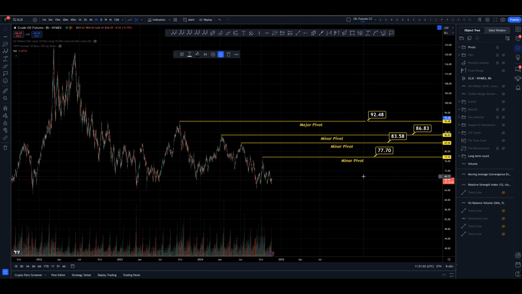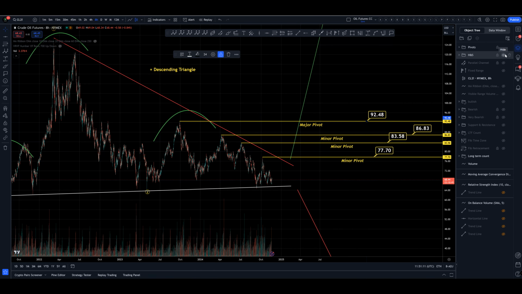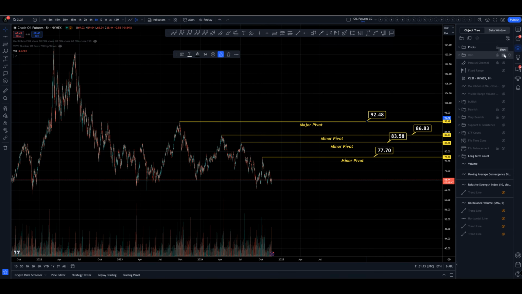77.7, 83.58, 86.83, and 92.48. We will break this descending trend line, and we'll break these pivots on the way back up. And if we do that, any bullish count off of a low increases in confidence each time we do it, until we clear this major pivot.